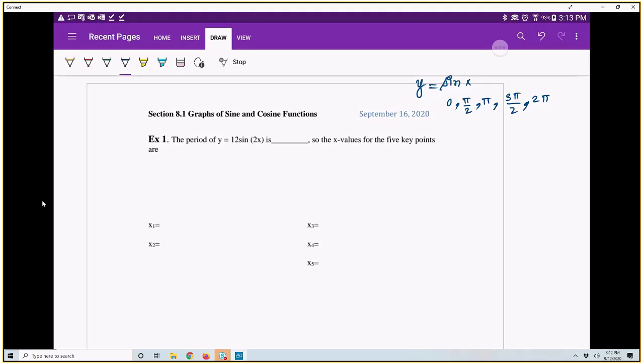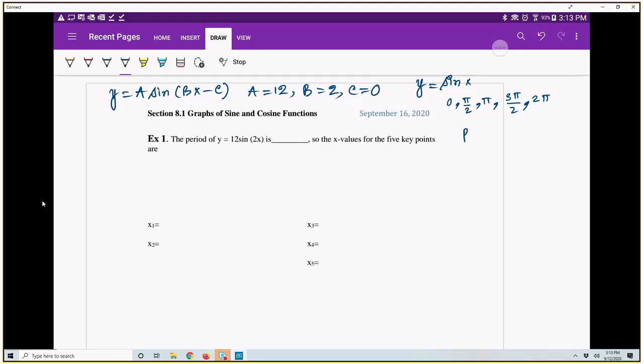First and foremost, our function is of the form 12 sine 2x. Think about the general form that we have talked about: y equals a times sine of bx minus c. Clearly there is no c in this situation. So a is equal to 12 units, b is equal to 2 units, and c is equal to 0. Let's first find the period of this sine function. The period is 2 pi over b, and b is 2, so that's pi units. So I'm going to answer my first question: pi.